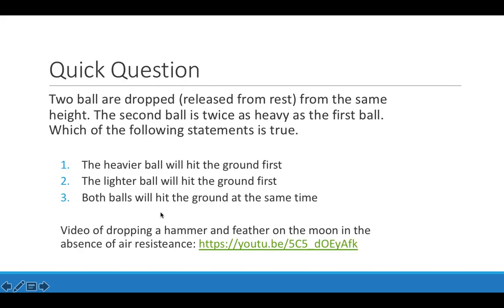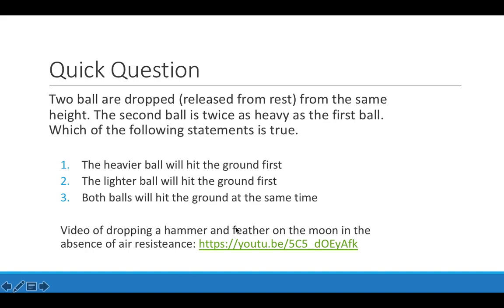All right, so here's a really quick question. So we take two balls, we release them both from rest at exactly the same height. The second ball is twice as heavy as the first ball. Which of the statements is true? Is the heavier ball going to hit the ground first, the lighter one hit the ground first, or will both hit at the same time?